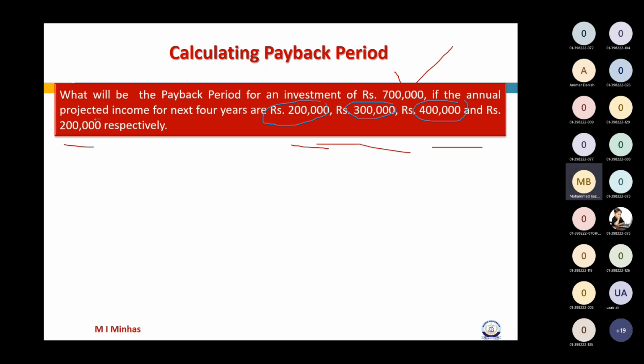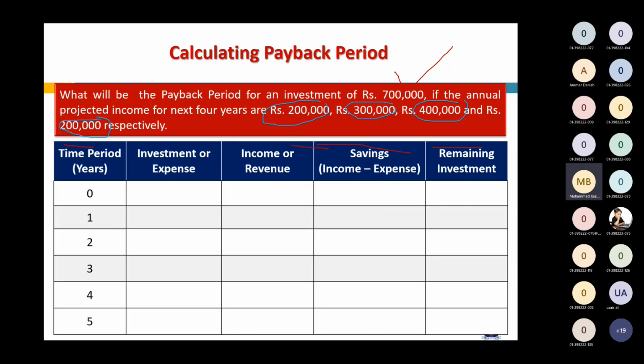Here, we have to draw the table. And if we look at the table, what is the investment or expense here? What is the income? What is the saving? What is the remaining investment? If you look at this, here my initial investment is 700,000.